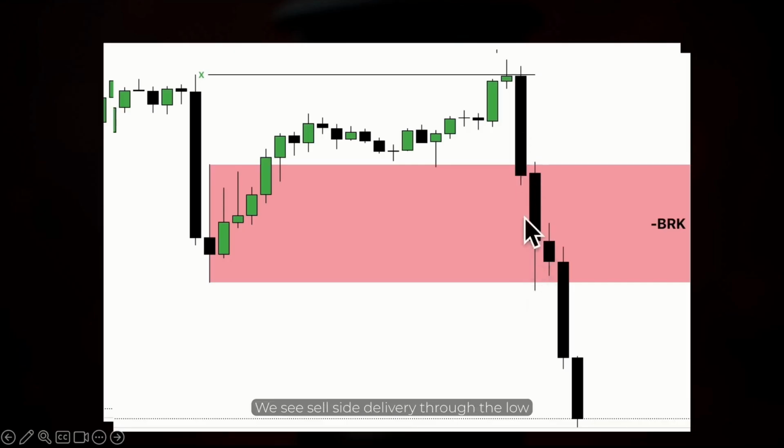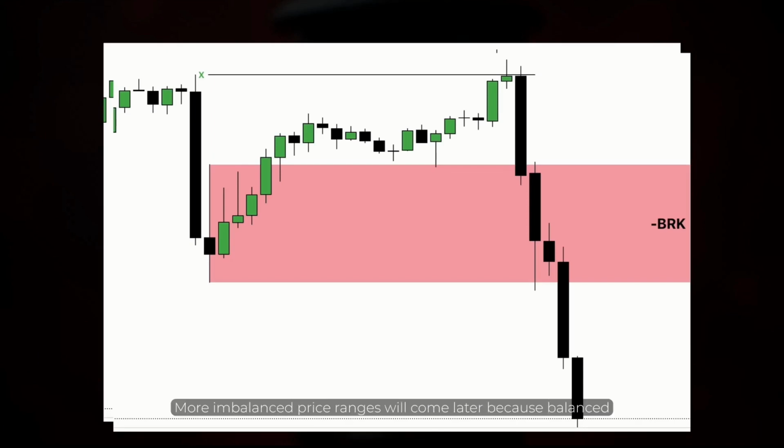We see sell side delivery through the low, and we then see buy side delivery back into the price range of the down close candle, and we then see the market leave this price range and therefore it doesn't have to return. This means that this is now a lower time frame balanced price range, and therefore the market is now in a rush to expand towards the downside. More unbalanced price ranges will come later because balanced price ranges are the reason why all PD arrays work.